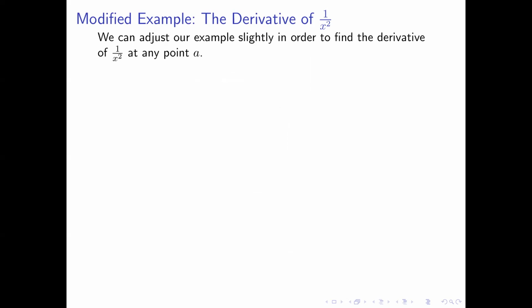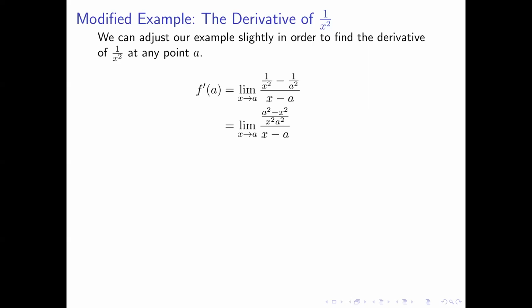Let's modify our example slightly. What if we want the general derivative of 1 over x squared rather than the derivative of this function at a particular value of x? So what we can do is to adjust our example so that we obtain the derivative of 1 over x squared at any point a, or any point where x equals a. This is now the limit we need to work with. The limit as x approaches a of (1 over x squared minus 1 over a squared) over (x minus a). This is exactly what we worked with before, but with a in place of -1.